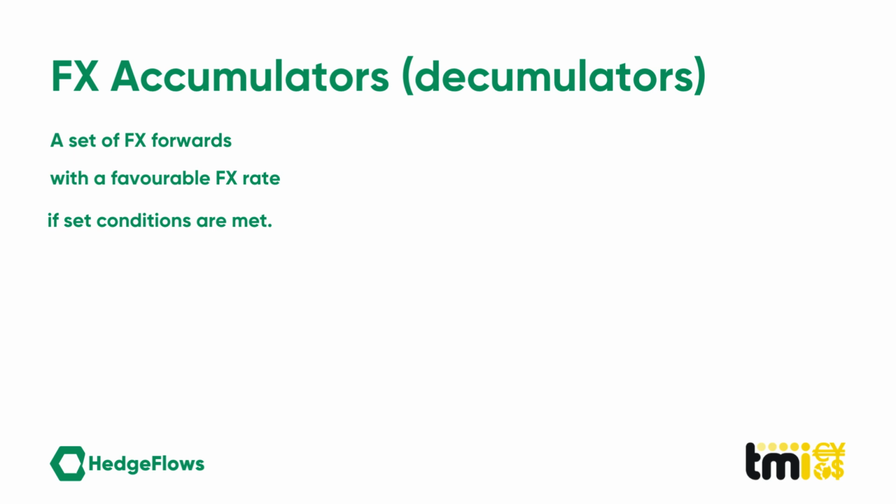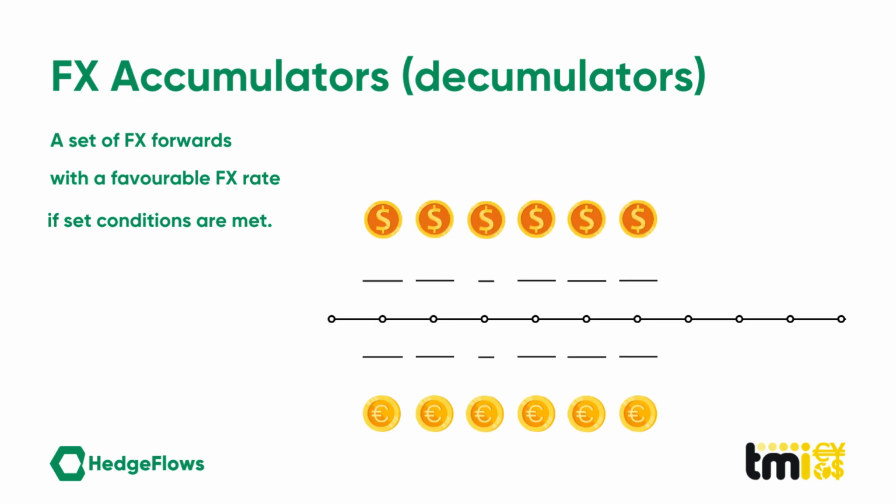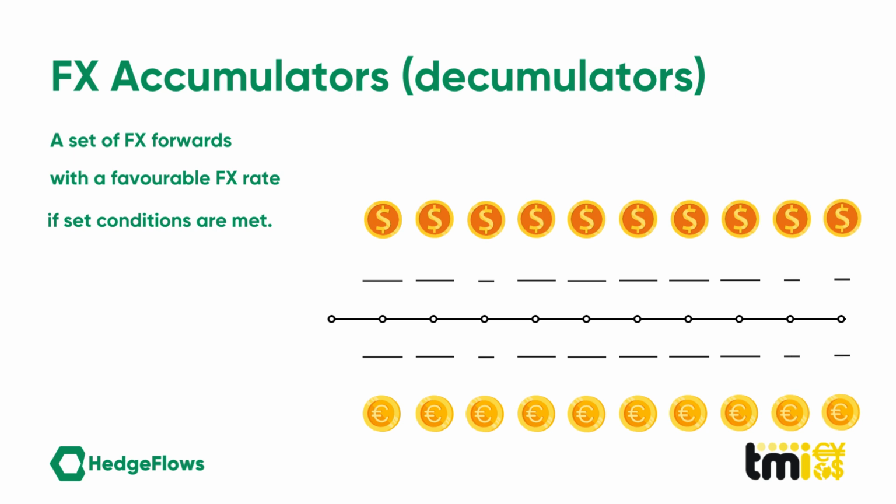There are numerous variations of an accumulator combining one or two side ranges, notional multipliers, as well as knockout conditions. These products can be used in a scenario where a company expects to make or receive regular payments or receipts in a foreign currency. Its benefit is lower FX hedging costs if your market view is correct.